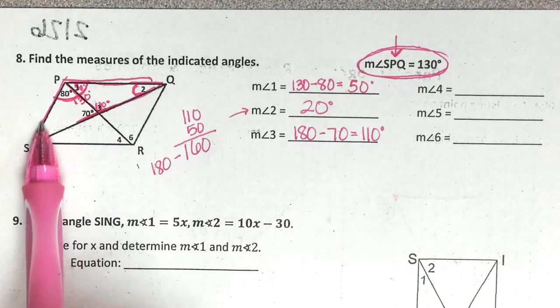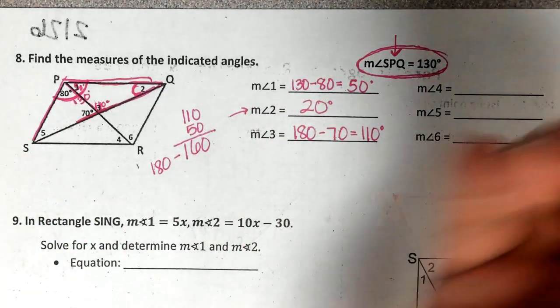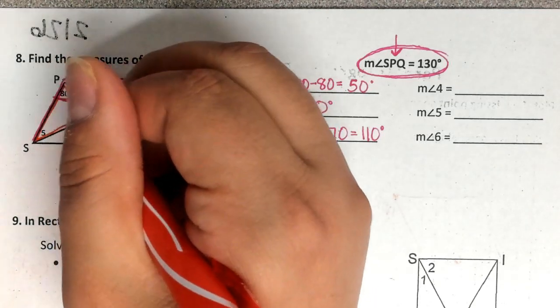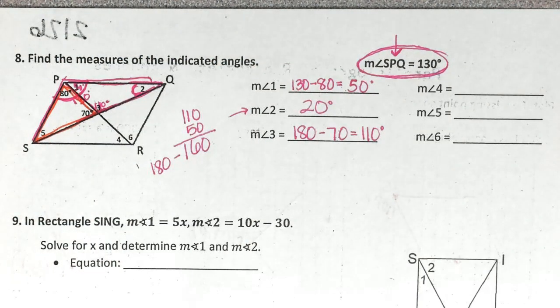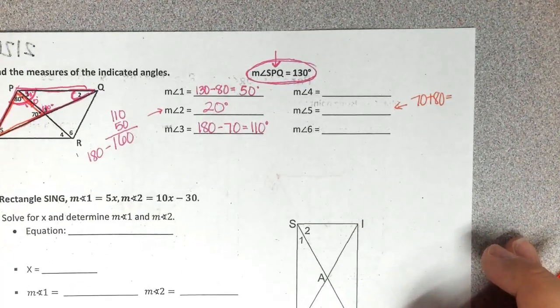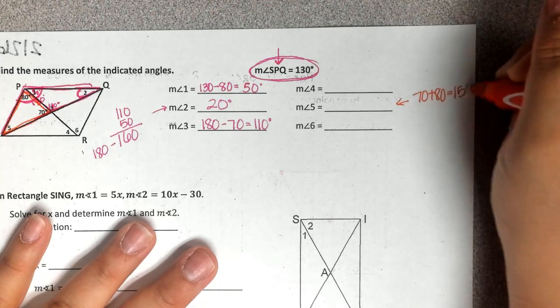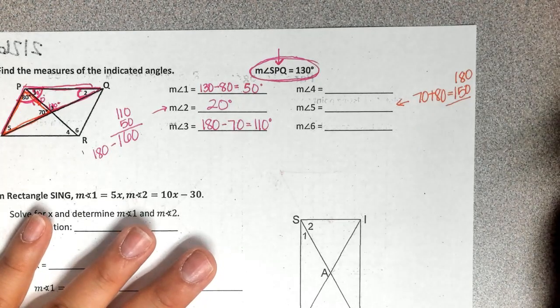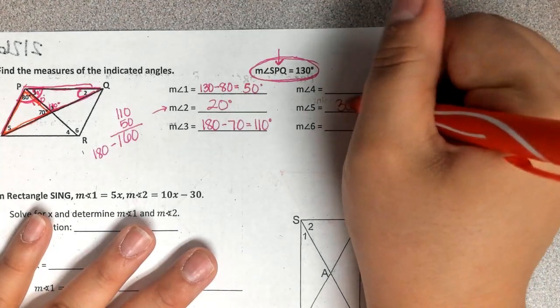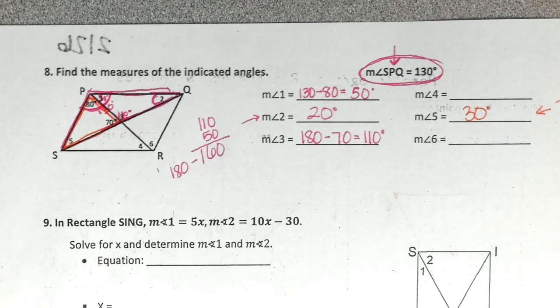Same thing. I'm going to now skip number 4 and I'm going to do number 5. Y'all look up. Do you agree right here I have a triangle with 70 and 80 in number 5? So now I can do the same thing to get number 5. I can do 70 plus 80, which is what? What's 70 plus 80? 150. And then subtract it from 180. What is 180 minus 150? 30 degrees. So angle 5 is 30 degrees.